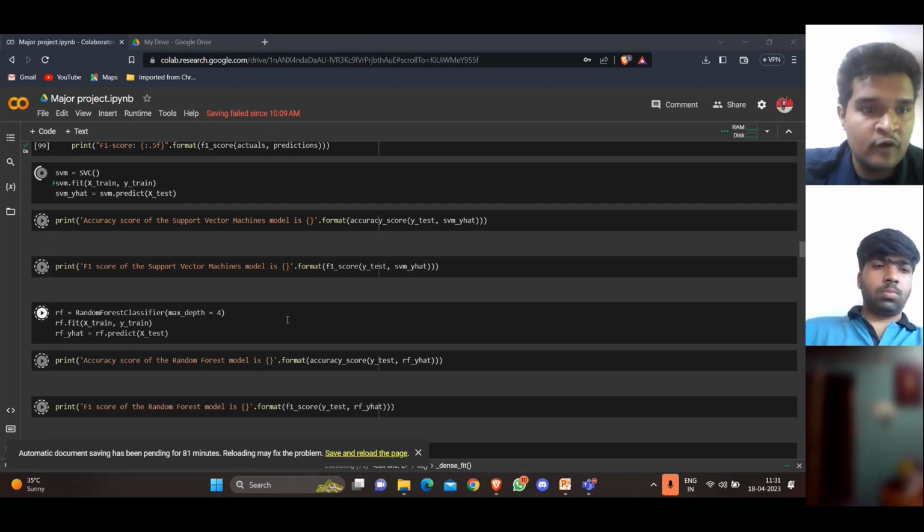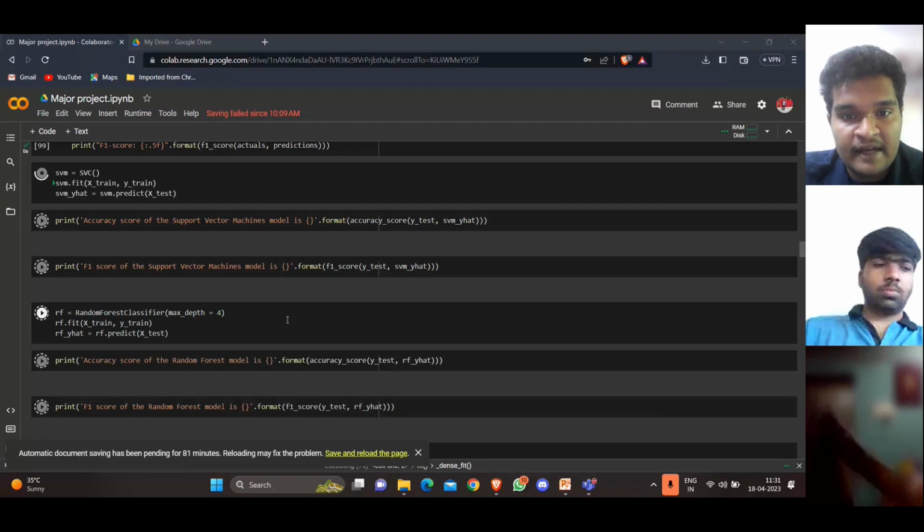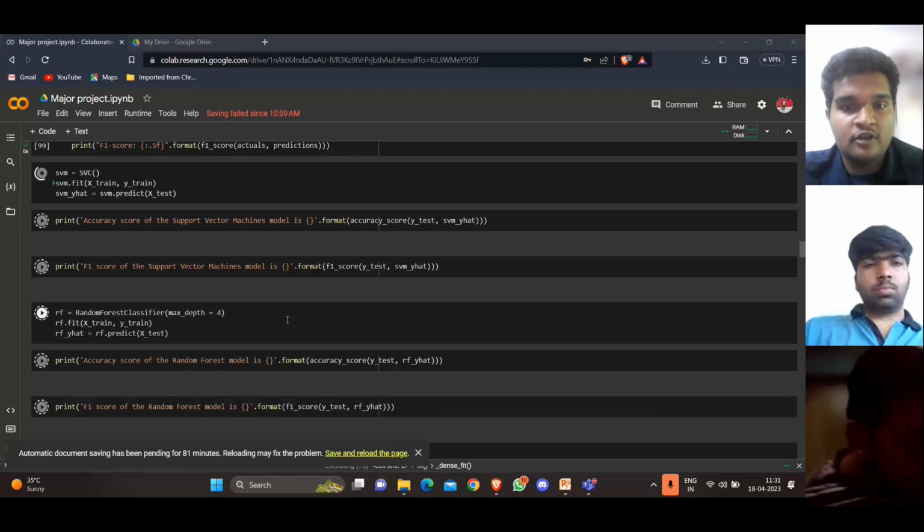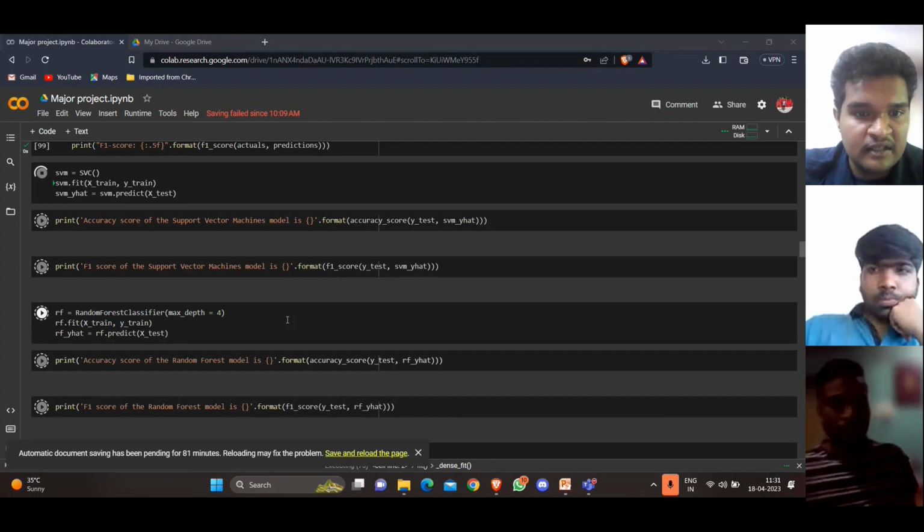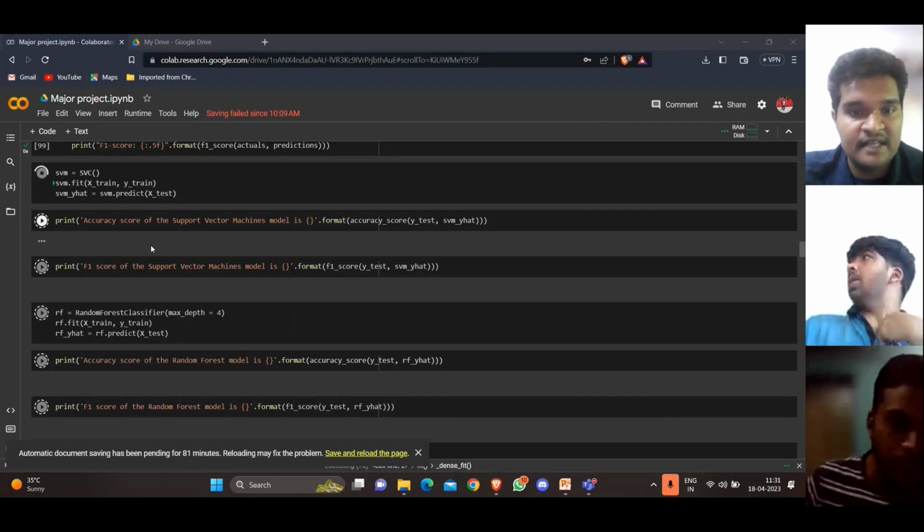The next one is the random forest. This algorithm is an ensemble learning method that combines multiple decision trees to improve the accuracy. The fourth one is artificial neural networks. This machine learning model is inspired by the structure and function of the human brain. Artificial neural networks can be used to create a model that learns from the data and predicts the probability of a transaction being fraudulent based on a set of features. And the fifth one is the support vector machine, that is SVM.